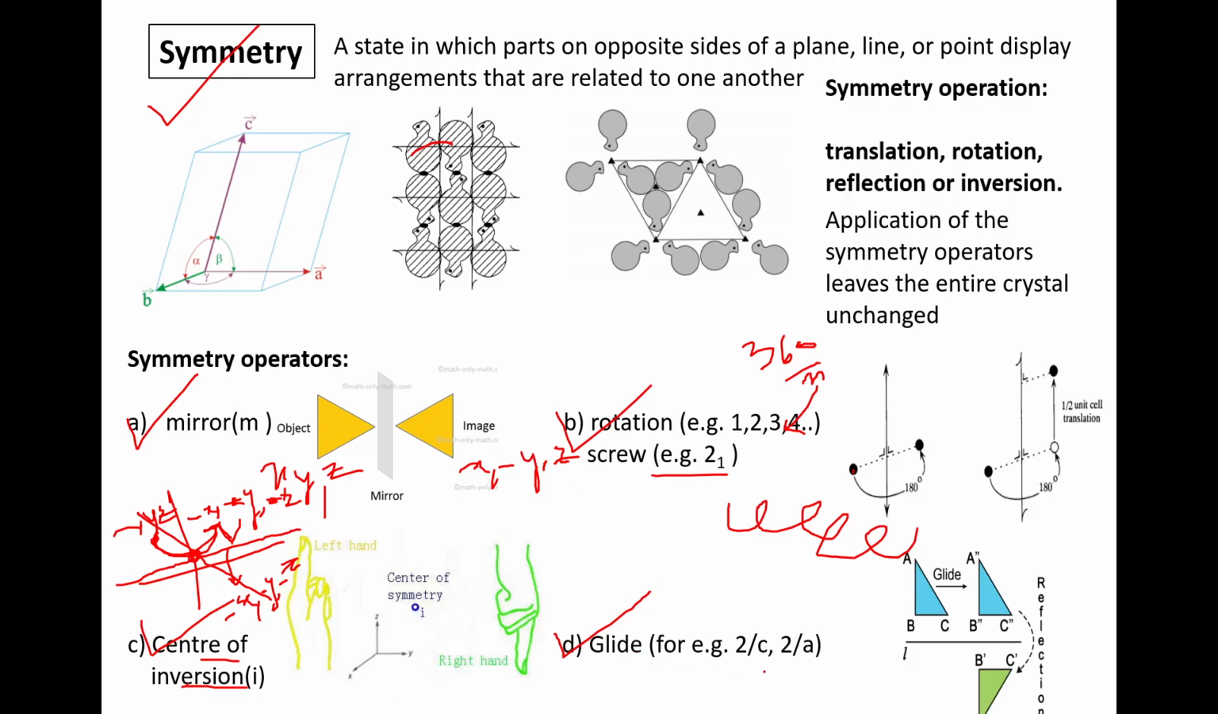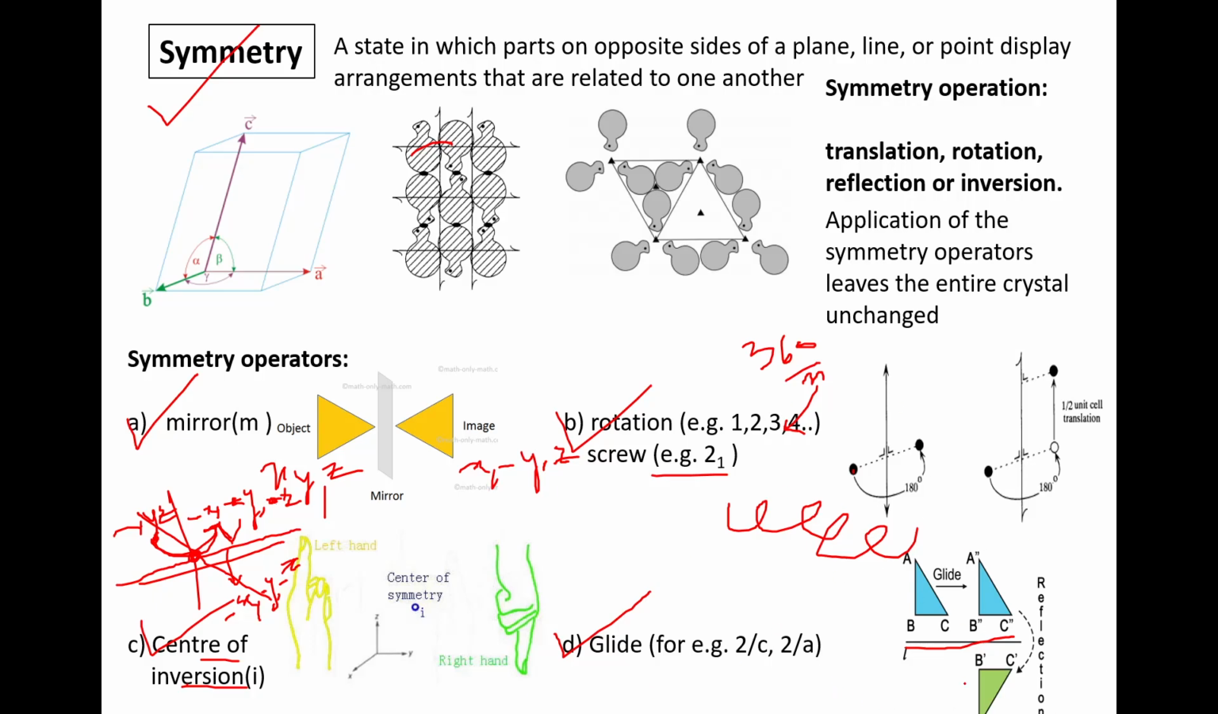Glide means first you need to rotate, then you have a glide plane along which you rotate and translate. So here you have a mirror plane, then you translate, so mirror and then translate, that is glide. Here it was only rotation and translation, that is screw. If it is a mirror and then translation, then it is a glide plane.